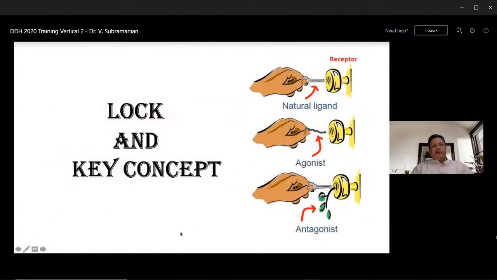This is the concept given by Paul Ehrlich, that is the lock and key concept. That means a drug is going to bind to a receptor, and the receptor is like a lock and the drug is like a key, and they are going to fit into each other with specificity. We cannot say that one drug will be fitting into more than one or two receptors. That was the hypothesis stated, so it is very specific.